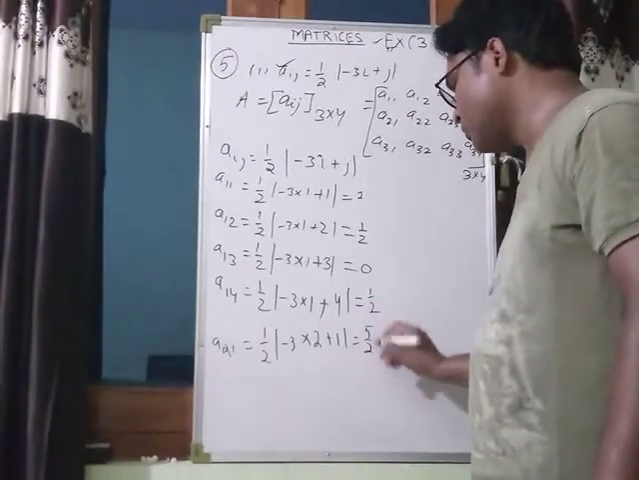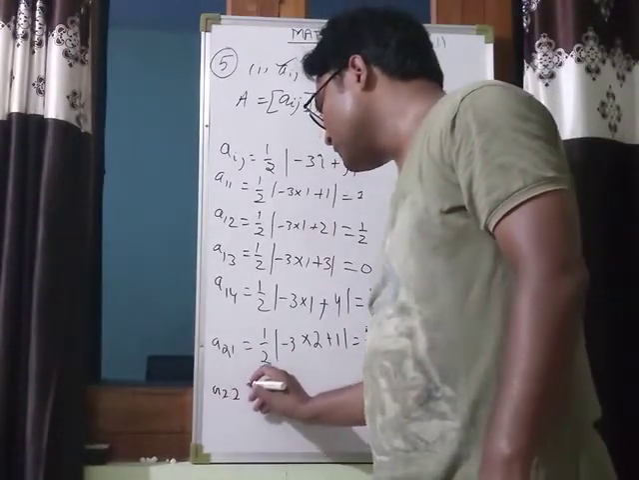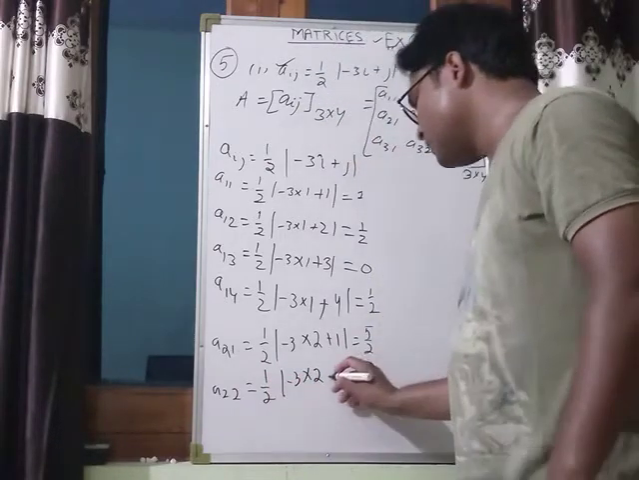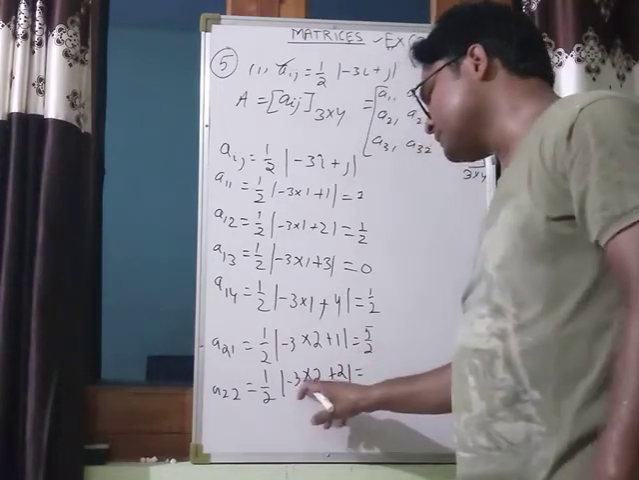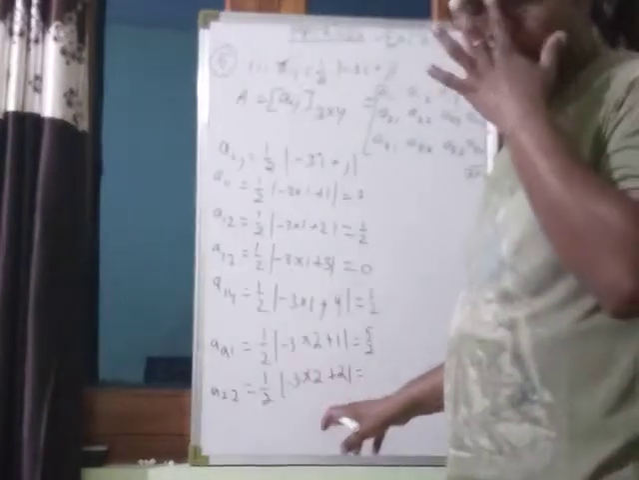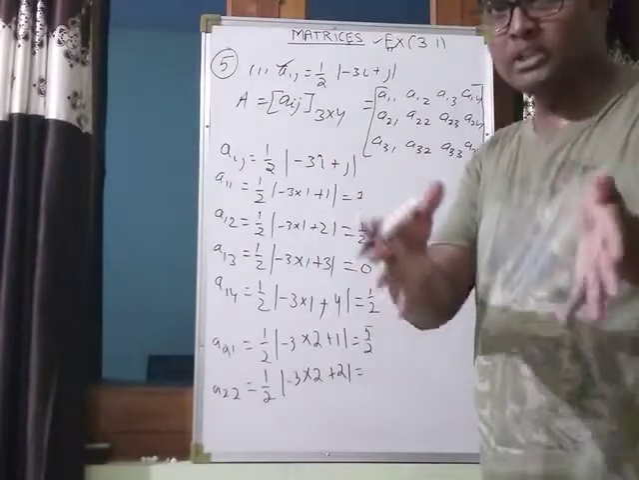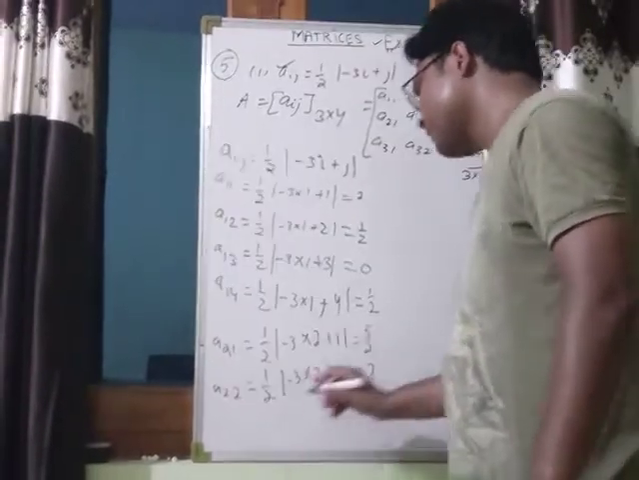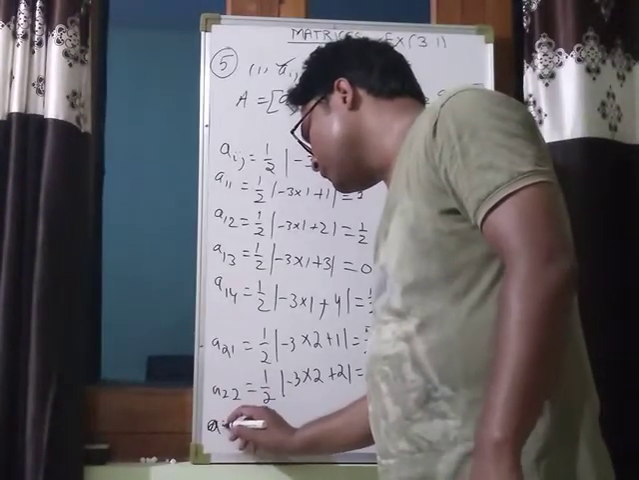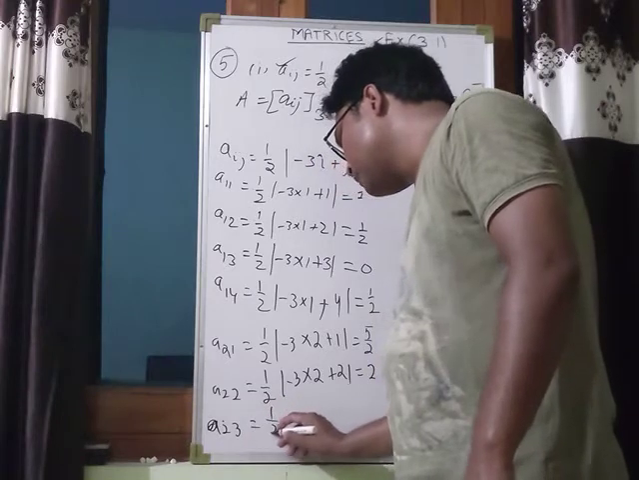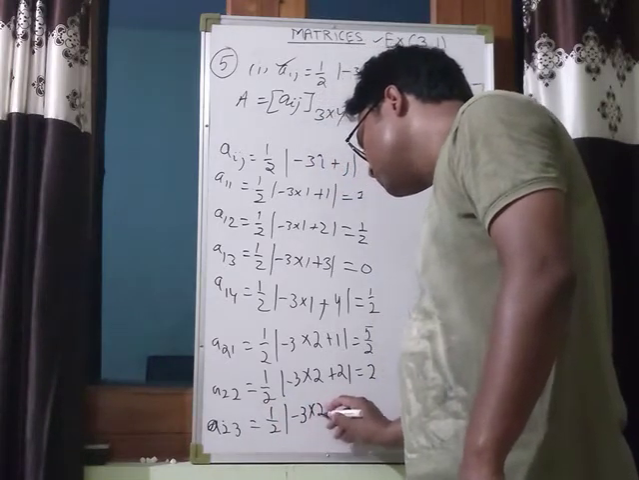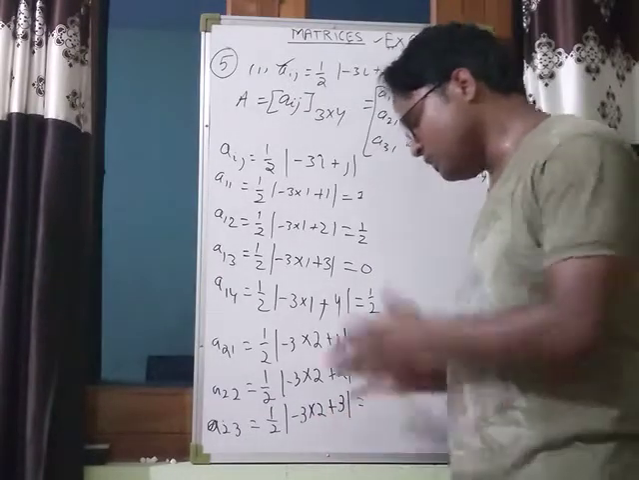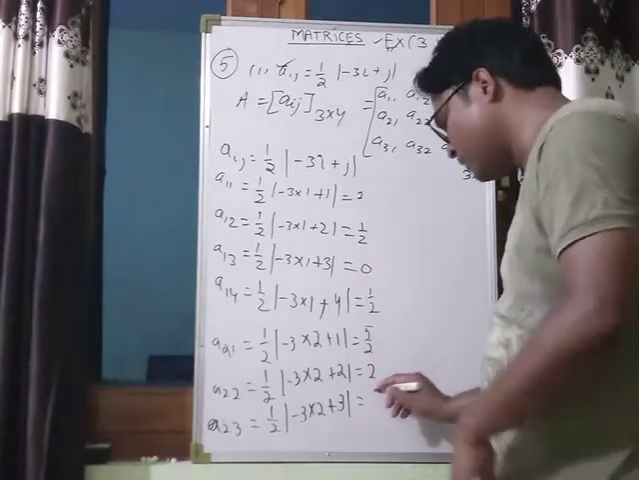Now A22 is 1 by 2 mod of minus 3 into 2 plus 2. So this is minus 6 plus 2, that is minus 4. Mod minus 4 is plus 4 by 2, that is 2. Now A23 will be 1 by 2 mod of minus 3 into 2 plus 3, that is minus 6 plus 3, that is minus 3. Mod minus 3 is 3 by 2.